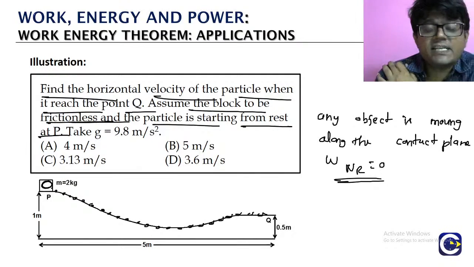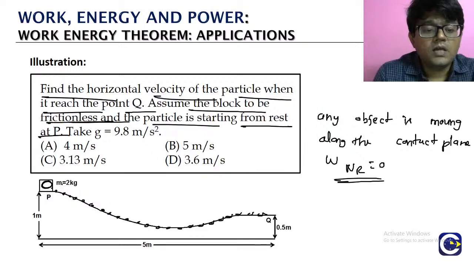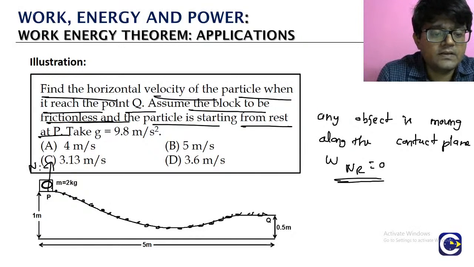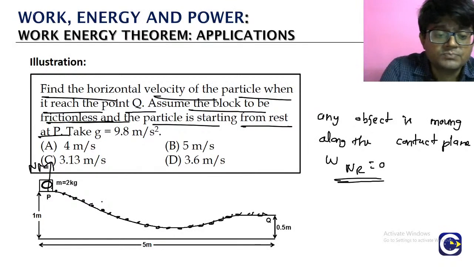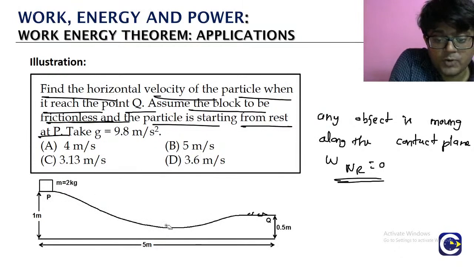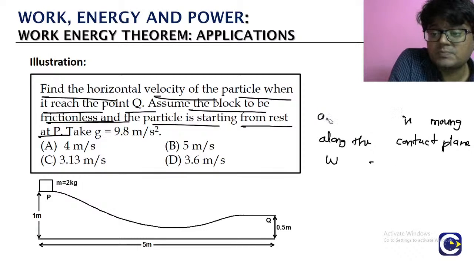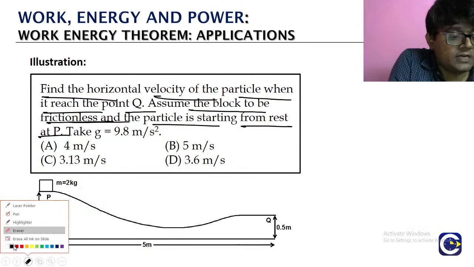Next, they are saying frictionless. Frictionless means there is no friction. So other than normal reaction, what else is there? Gravity. The only other force is gravity, which means when the 2 kg mass is moving from point P all the way to point Q, the work done by the non-conservative forces and other external forces is 0.